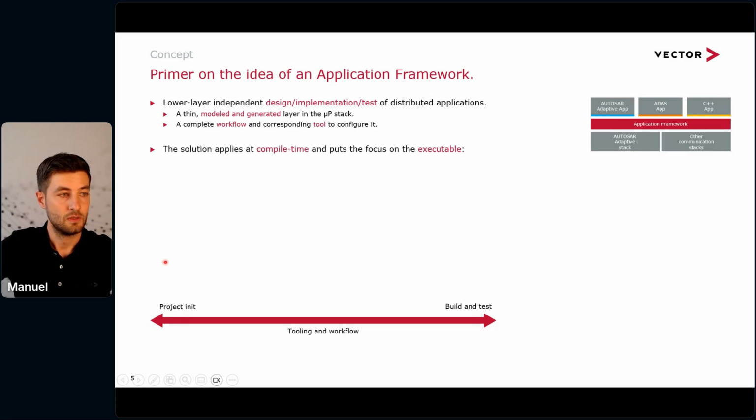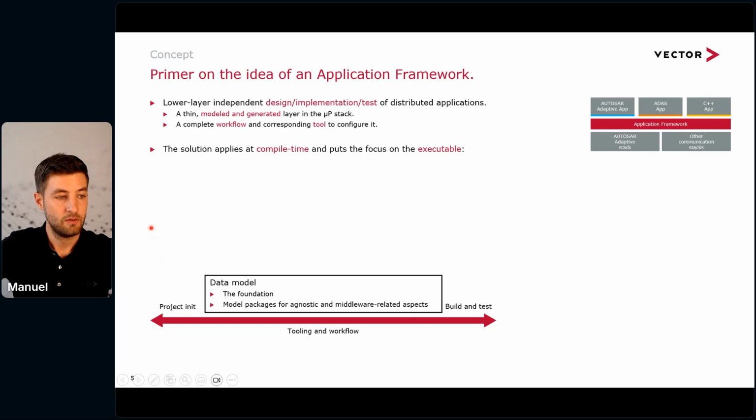Now, let's look more into the building blocks we have. The solution of the application framework applies at compile time, and it puts the focus on the executables that later run on the POSIX-based system. The foundation of everything is a data model. It contains different packages. On the one hand, we have agnostic packages, describing data types, interfaces, etc. But we also have middleware-related aspects in order to support different lower-layer communication and middleware stacks.